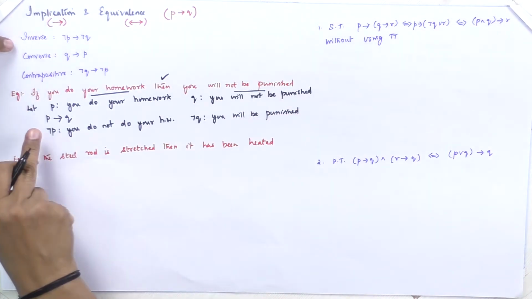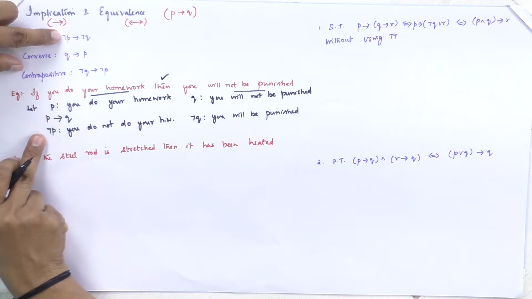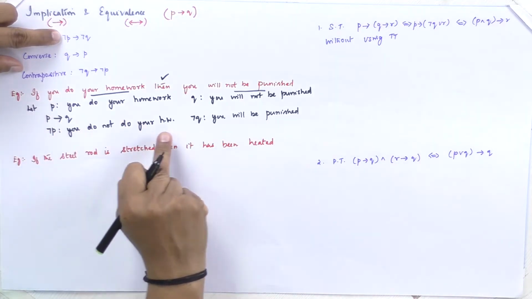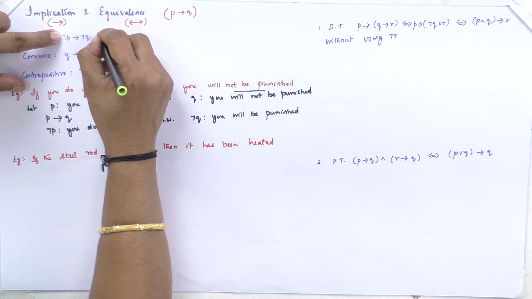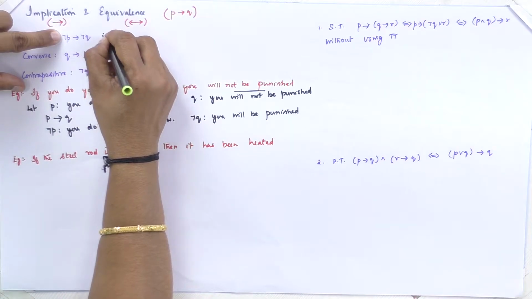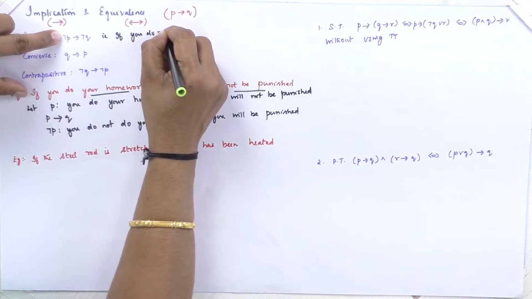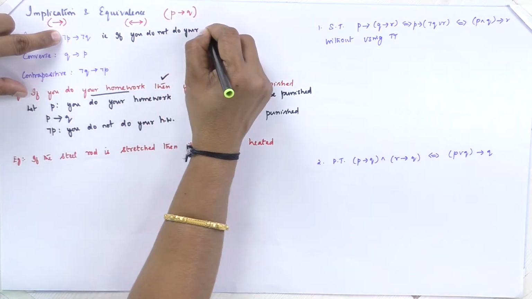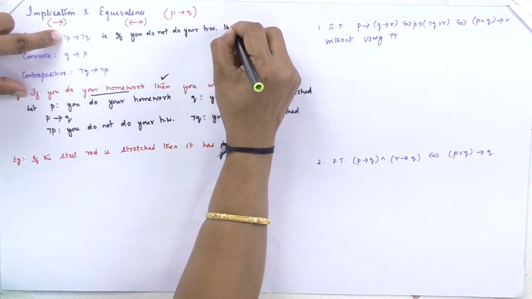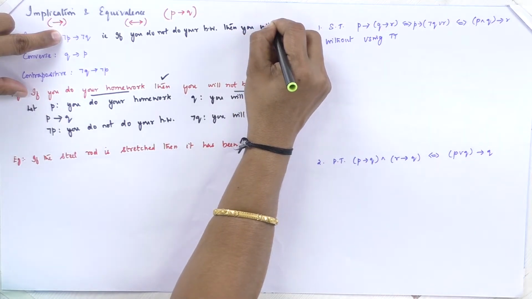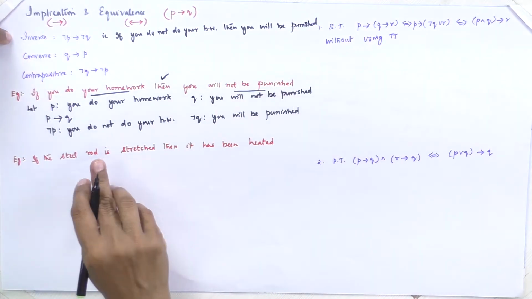So what is the inverse of this statement? We all know it is negate P conditional negate Q. So negate P is this, negate Q is this, which means the inverse part of the statement is: if you do not do your homework, then you will be punished. So that is the inverse part of the statement.